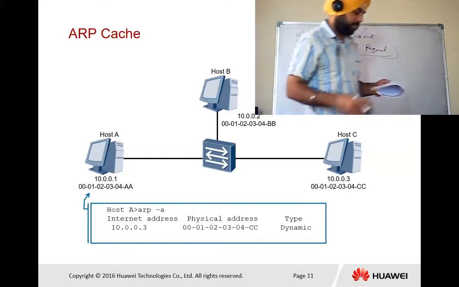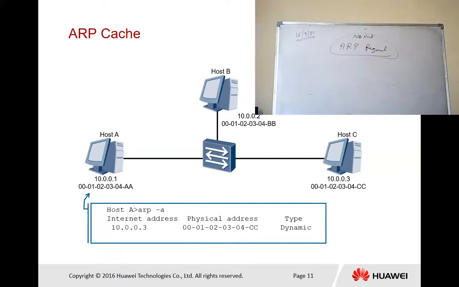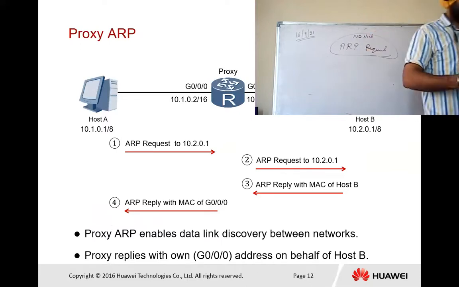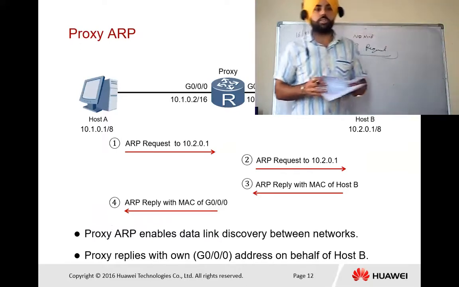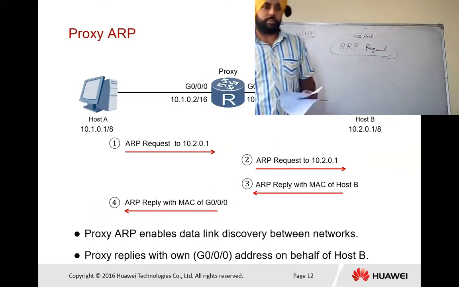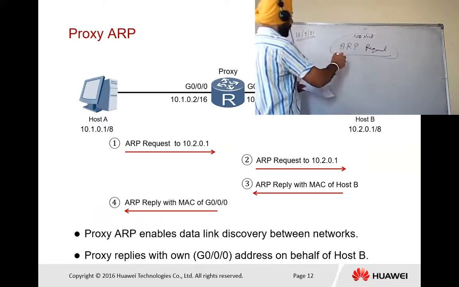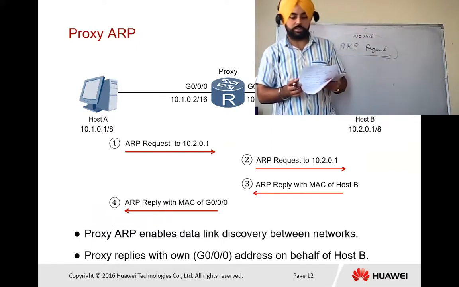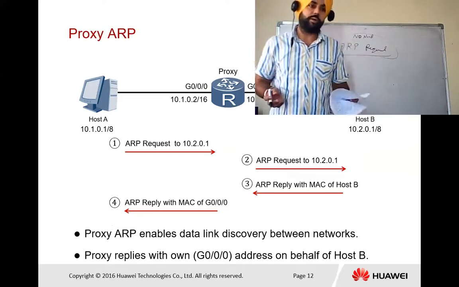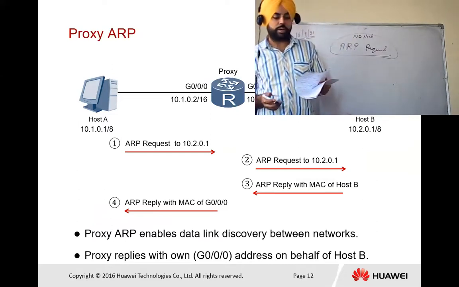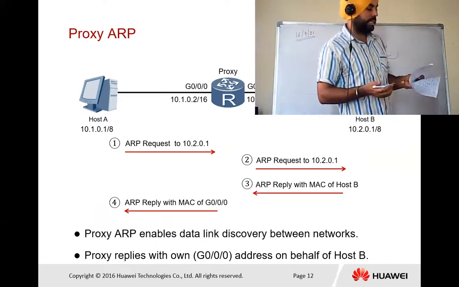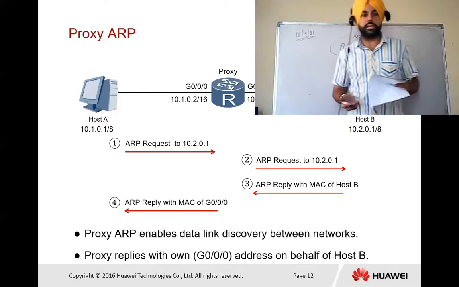So next we have proxy ARP. It is similar to ARP, but the only difference is that ARP occurs in a LAN environment, where you send an ARP request in broadcast. This travels in the local area network.